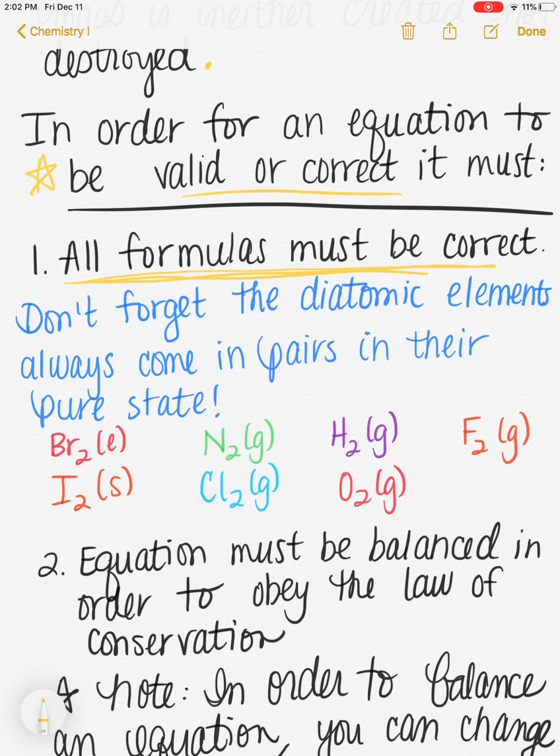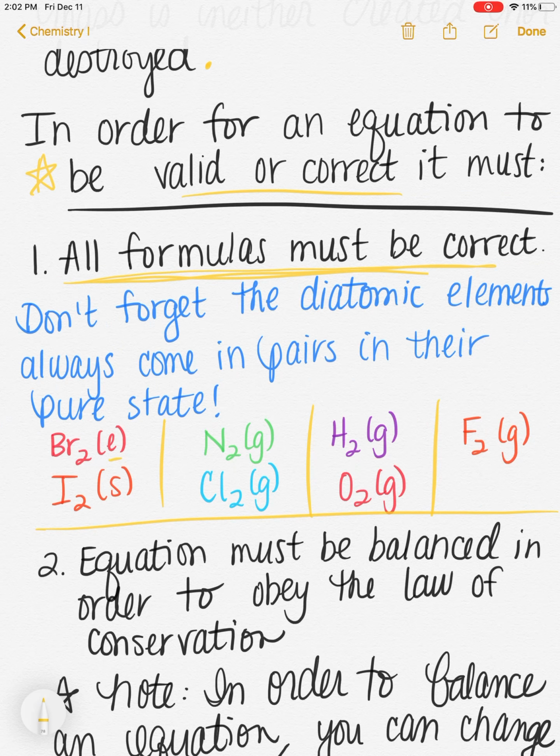One of the main areas where I see people go wrong here is that they forget the diatomic elements in their pure state. Remember, diatomic elements are the elements that have to come in pairs. Bromine, you'll never find a single atom of bromine by itself. Bromine will come as Br2, and it has a phase label of liquid because it's liquid in its pure state. Iodine comes as a pair. Nitrogen is N2, chlorine is Cl2, hydrogen is H2, oxygen is O2, and fluorine is F2. You kind of just have to commit those elements to your memory so that you know.